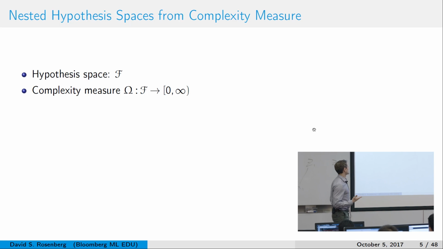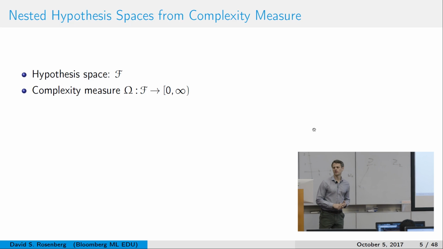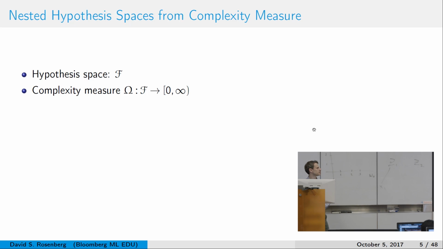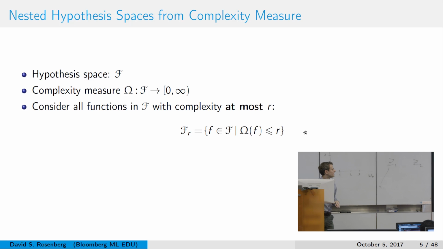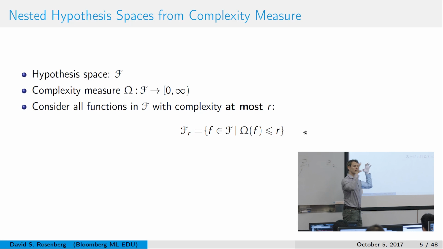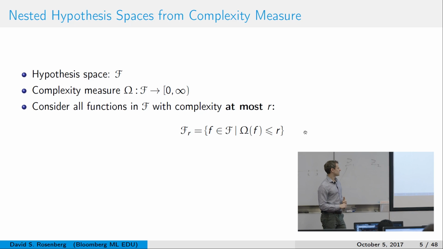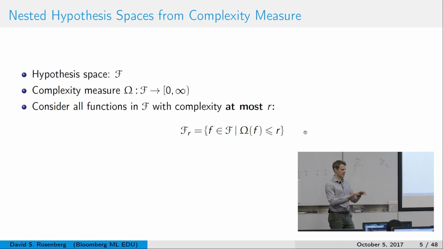So, given a complexity measure, mathematically we'll say it's something that takes a decision function as input and produces a number greater than or equal to 0. It's going to give a number to every decision function in a hypothesis space. And now what we can do, given an initial hypothesis space F, is define a subset of hypotheses in that space, F sub R, where we're keeping all the hypotheses in F that have complexity less than or equal to R. So that's a way to define a hypothesis space indexed by this complexity measure.